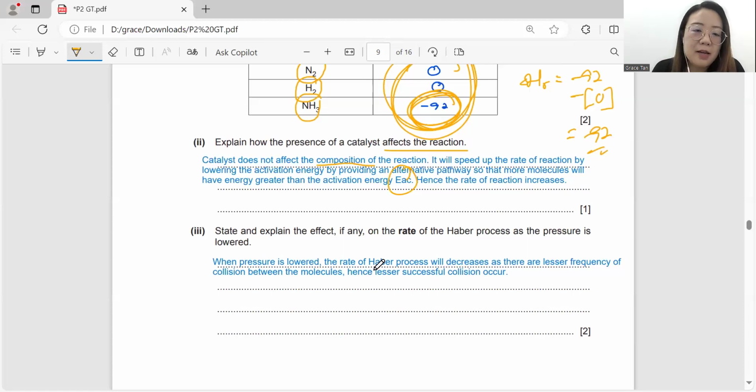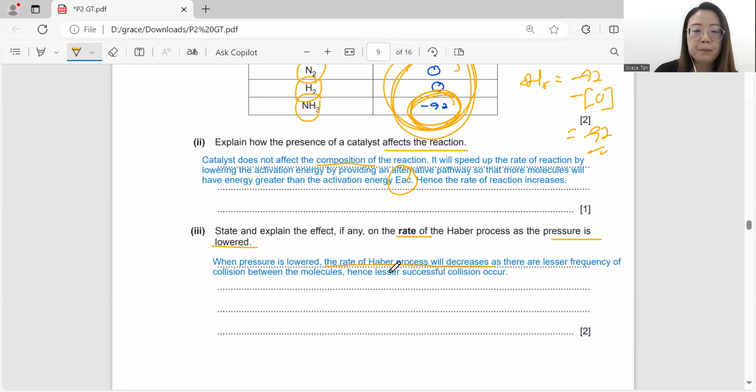All right, now part 3. State and explain the effect, if any, on the rate. This time they bolded the rate, on Haber process. So the pressure is lowered. When pressure is lowered, the rate will decrease. I just answer straight to the point. When pressure is lowered, rate is decreasing, but that will only be one mark. But where is the second mark? So maybe I just explain a little bit more. I say because there's lesser frequency of collision between the molecules, hence lesser successful collision occur. When the frequency of collision decreases, the chances for successful collision will also decrease, hence your rate will decrease.